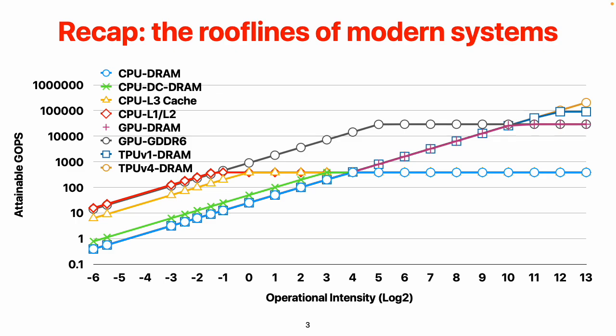It helps us to know, given where our data source is, for example in the cache or in the DRAM, and where our target computation unit is, for example a CPU, a GPU, or even a TPU, and combining that with the algorithm's operational intensity, what our expected performance should be.